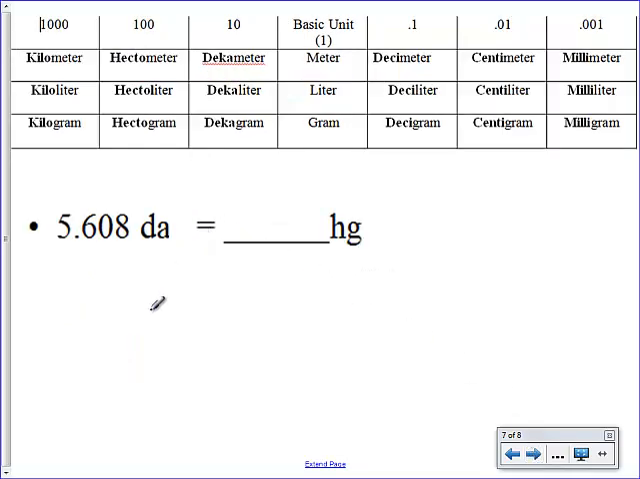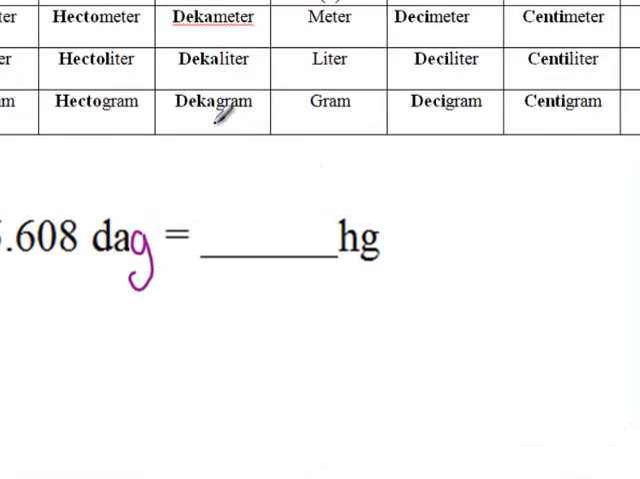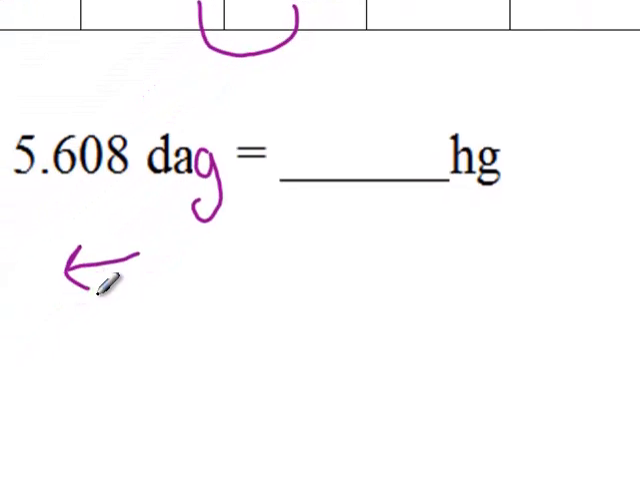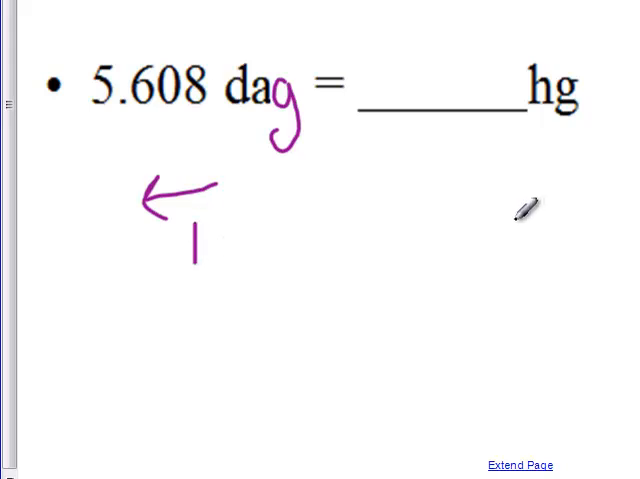Let's try this one. We're going from, oh, that should have a G here. We're going from decagram to hectogram. Okay, the DA stands for the deca, and then the G stands for gram, and then we have the hectogram. So we're going from here to here. So that's this direction, and that's only one space. So wherever our decimal point is, we move it one space in this direction.